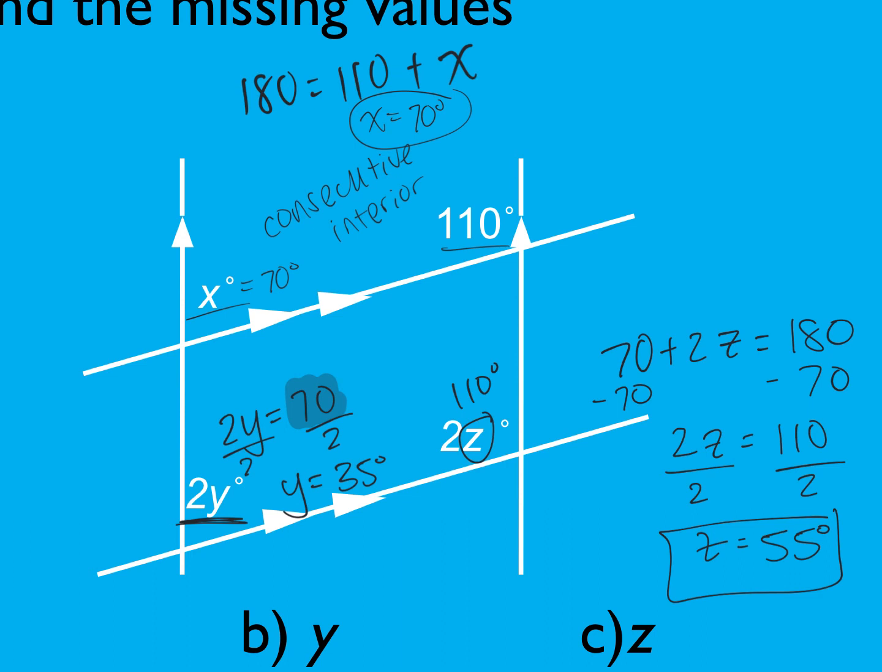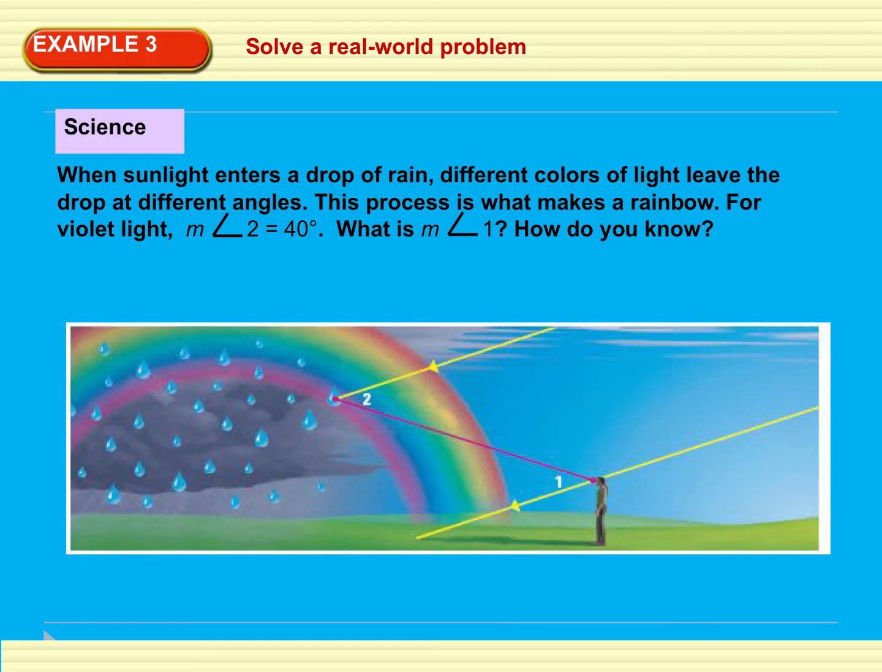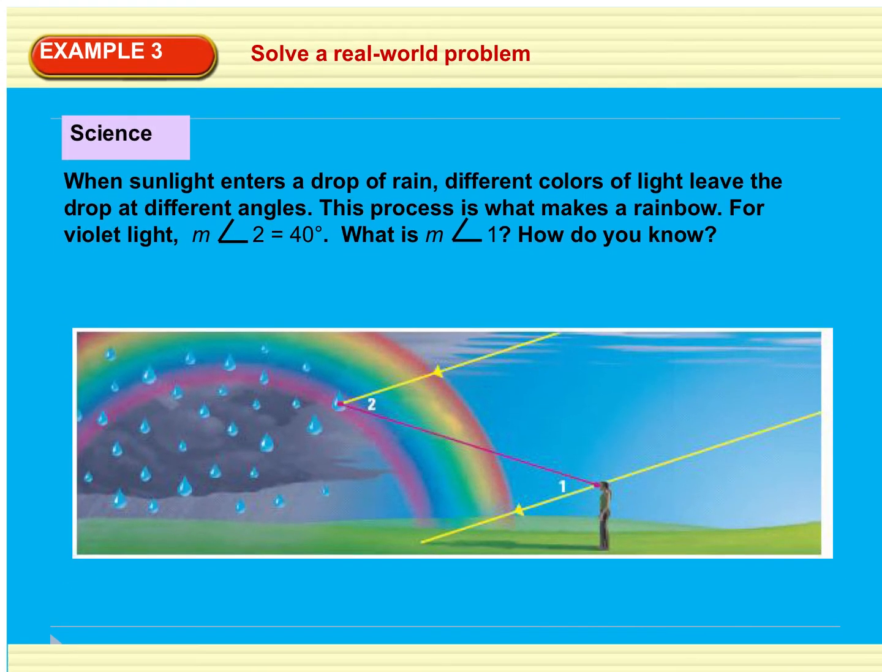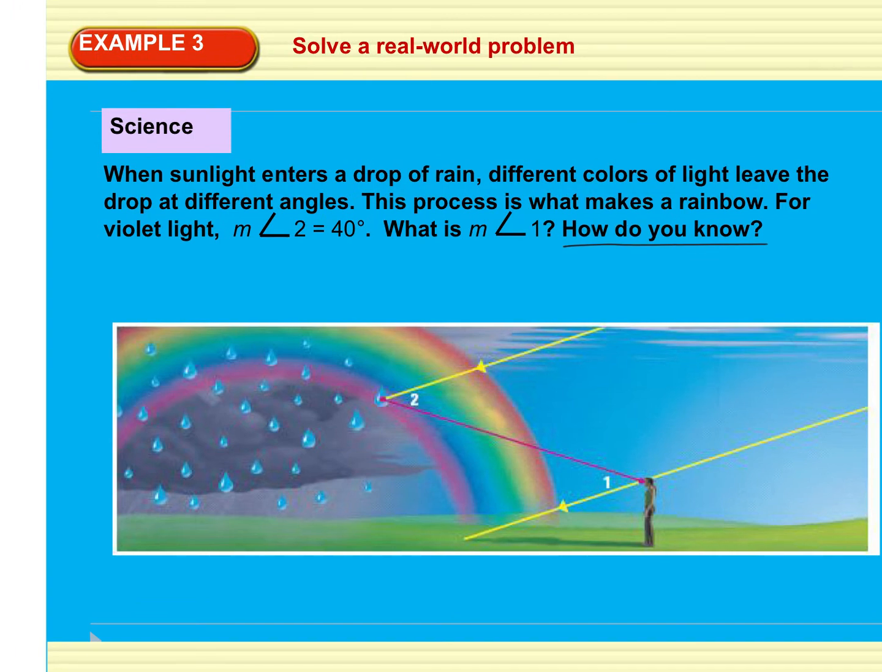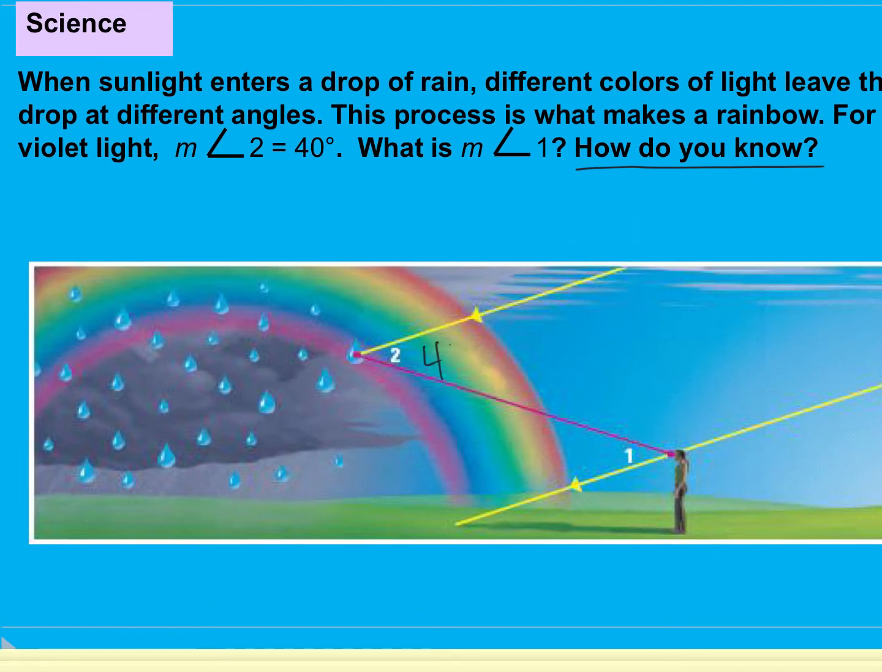We've got like 2 more things and then we're done. Okay? All right. When sunlight enters a drop of rain, different colors of light leave the drop at different angles. This process is what makes a rainbow. For violet light, the measure of angle 2 is 40 degrees. What is the measure of angle 1 and how do you know? When it asks you how do you know, from here on out, I want a theorem. Okay? So, if the measure of angle 2 is 40 degrees, who can tell me why and what the value is of the measure of angle 1? Sophia?